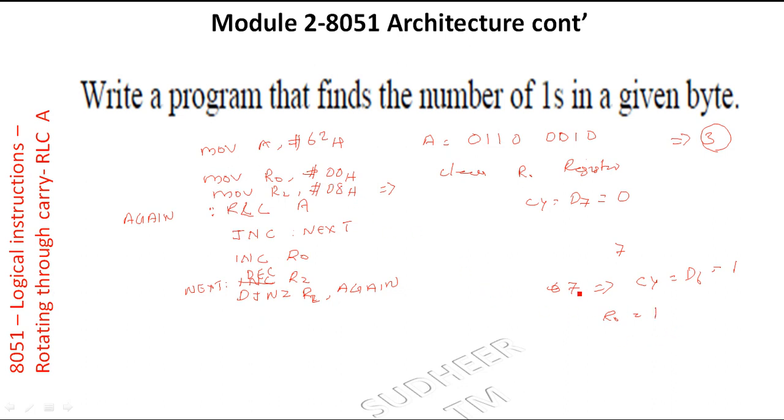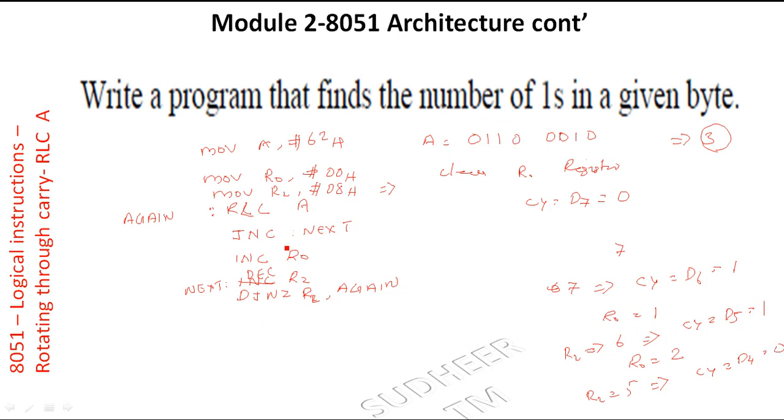From 0 it is increased by 1, then decrease. So R2 will be 6 now. Again a non-zero value, it will jump to RLC. The carry flag is now D5. D5 is also 1, so jump on no carry will fail. Increase R0, so R0 will be 2. Again decrease R2, R2 becomes 5. Then a non-zero value, jump again and rotate, so the carry flag is equal to D4.